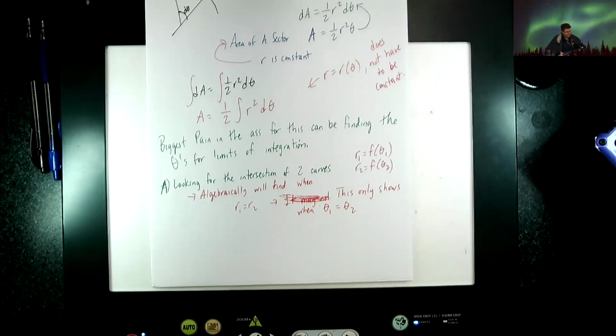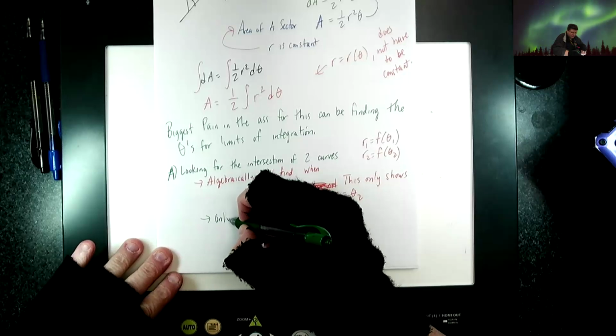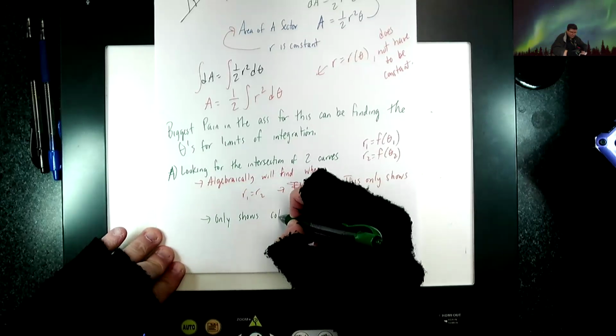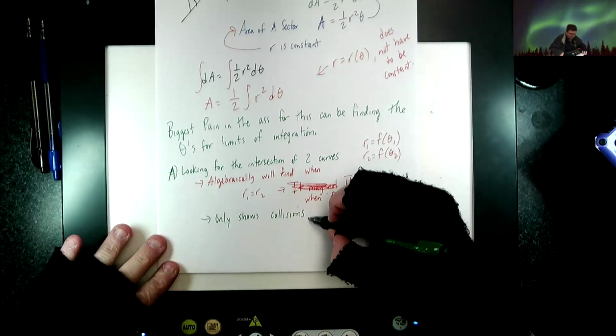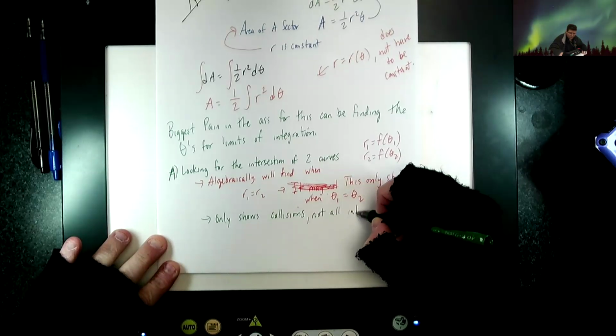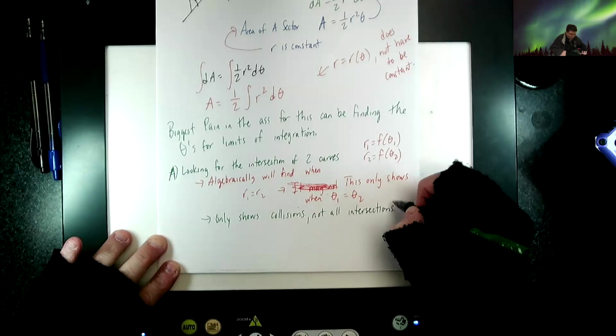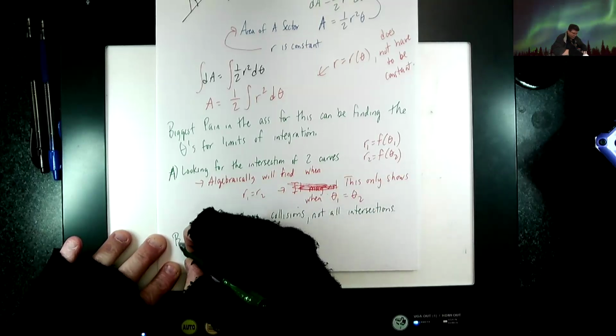Two curves can intersect, but at different thetas or different times. Theta is just like a parameter t. If we did time, in general, you don't want things crossing at the same time because that means they're colliding. So this approach only shows collisions, if they were actual things moving, when they would hit each other, not all intersections. So graphically is usually the way to go.